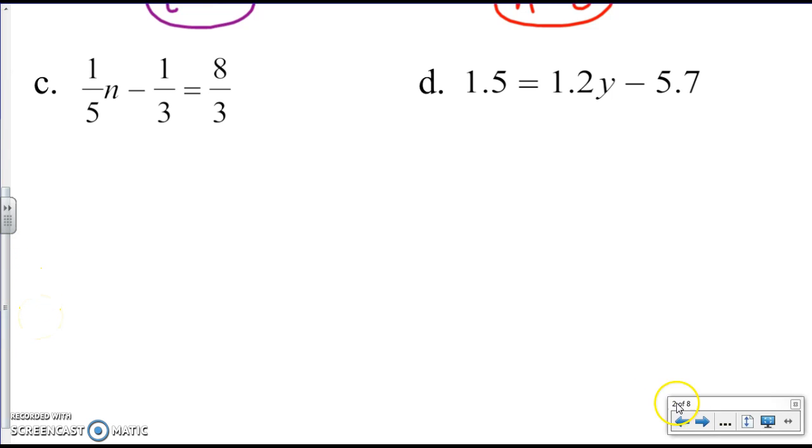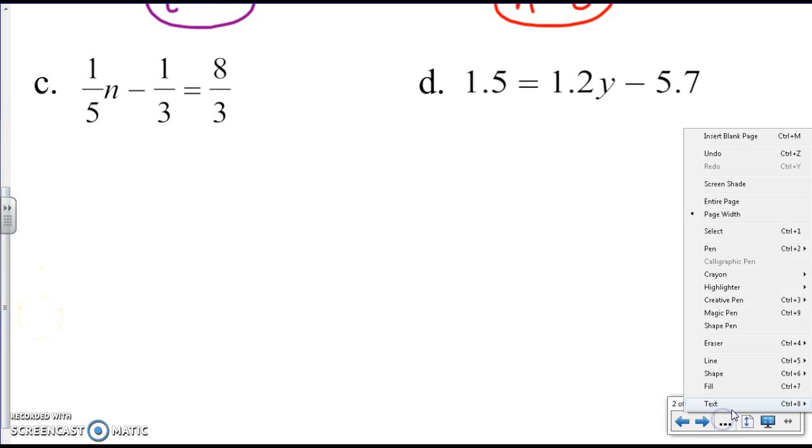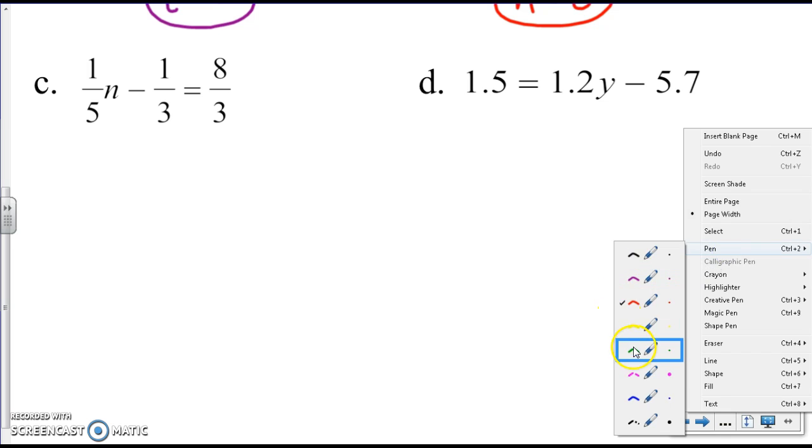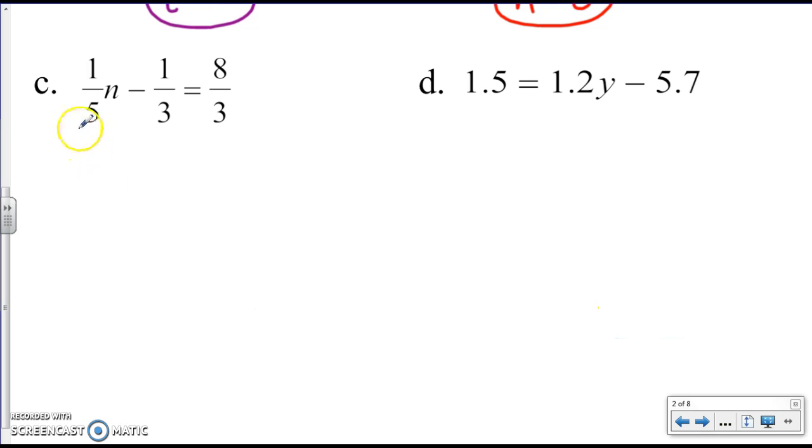Okay, it gets a little bit more complicated when we look at something like C. In this, we have fractions, and most of my students will tell me that they started hating math when they had to work on fractions. Well, to make this easy, let's just get rid of them. Okay, so what do 5 and 3 both go into?